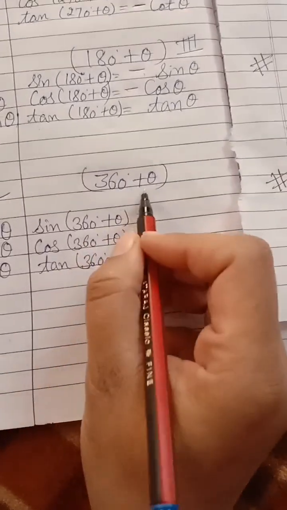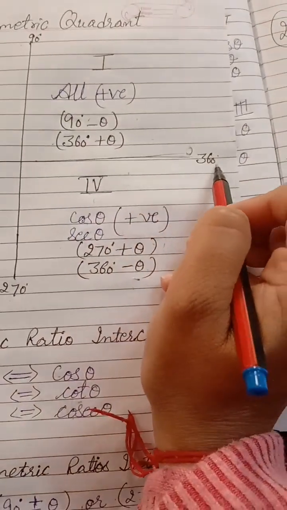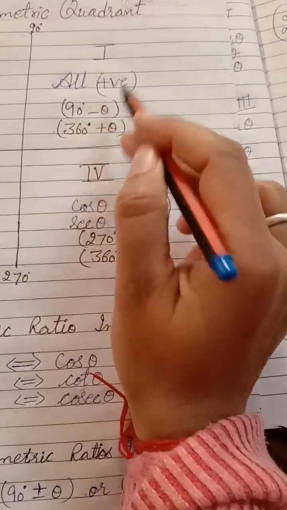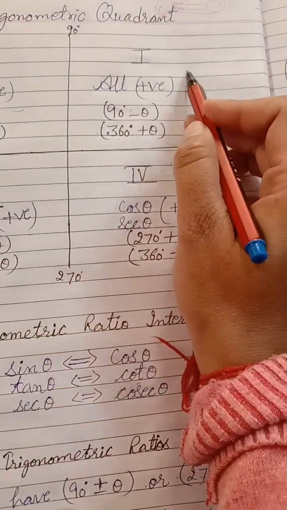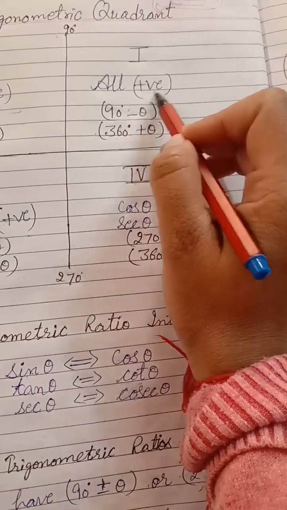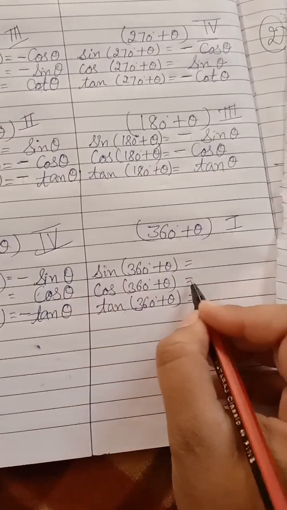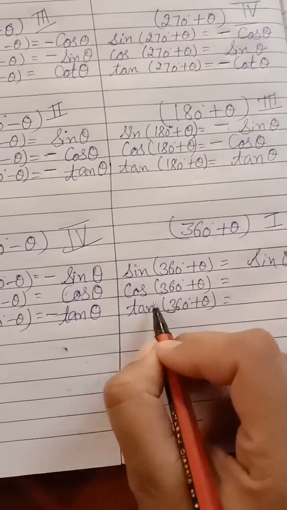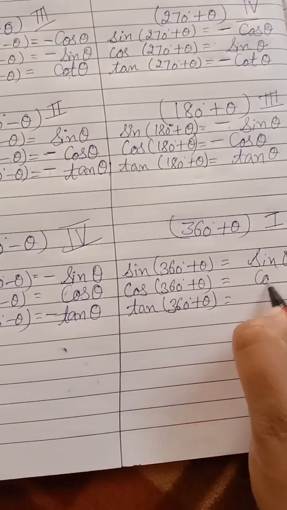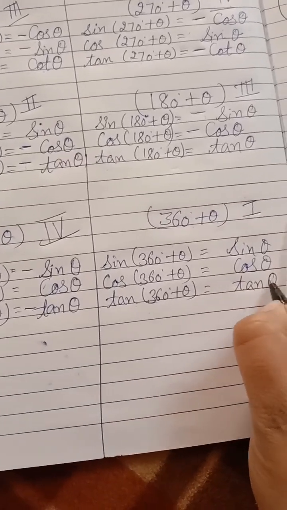Now let us consider this angle, 360° plus θ. The angles which are more than 360° are considered in the first quadrant. So 360° + θ is in the first quadrant, and we all know in the first quadrant all the trigonometric ratios will be positive. So the values of sin θ, cos θ and tan θ will be positive. So write down here: sin(360° + θ) is sin θ, cos(360° + θ) is cos θ, tan(360° + θ) is also tan θ. That's it.